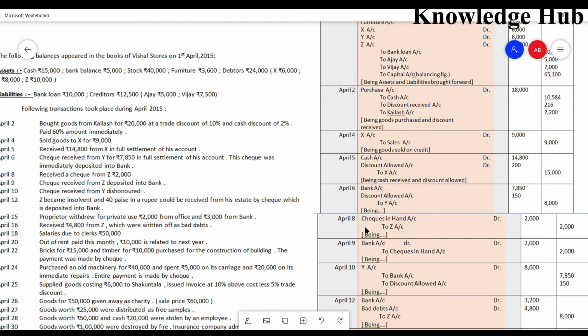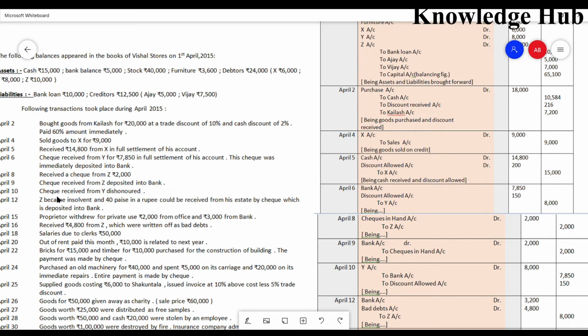Now if we carefully look into this transaction, we already know when an account is debited and the same account is credited, it settles the account. So my entry actually stands at bank account debit to Z account, which should have been the entry in the first place if the transaction wouldn't have been divided into two parts. That's on April 8th and April 9th. Now let us move into the next transaction.